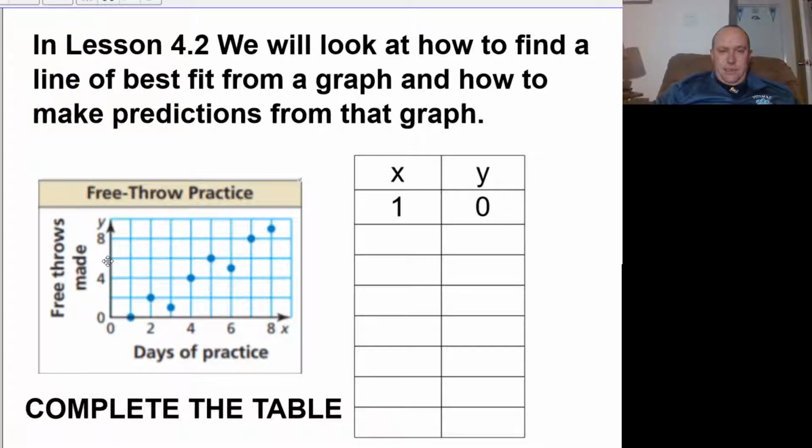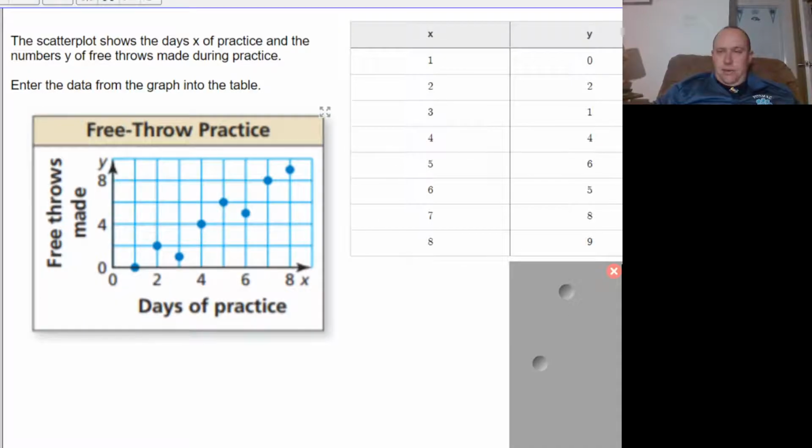5, 6, as it's between 4 and 8. This would be 6, 5. 7, 8, and 8, 9. Now, normally as I was doing that, I would normally write these down as I go along. I've actually gone ahead and done this already. So yes, you would create your values like this.